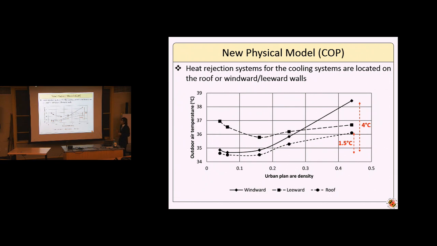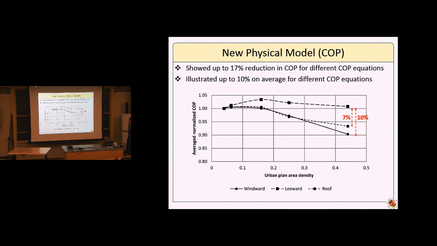Let's incorporate that into the COP equations I showed in the table. If I'm looking at all of those equations I have, I do see a 17% reduction in the efficiency. So here again, it's urban plan area density. Here, it's a non-dimensional variable. If it's less than 1, the efficiency decreases. If it's more than 1, the efficiency is higher. So for the roof and for the windward, I do see some reductions in the efficiency. This is a 10% reduction on average, if I take the average for all of those equations, for the windward. The same thing happens for the roof, a 7% reduction. So this is showing how we could create something reproducible, because I could make some estimations depending on my building context scale.